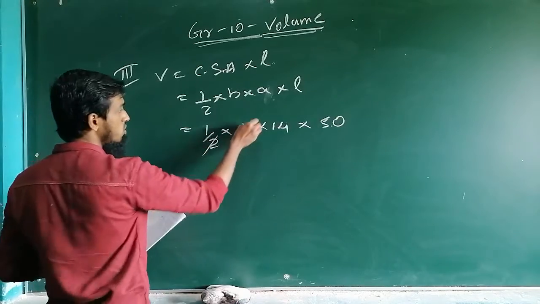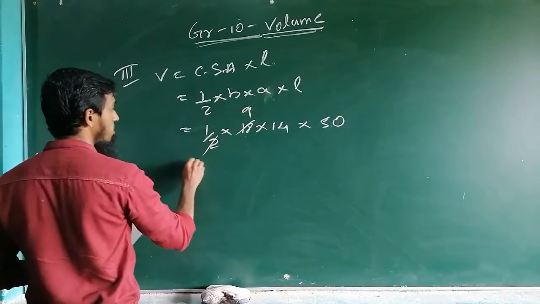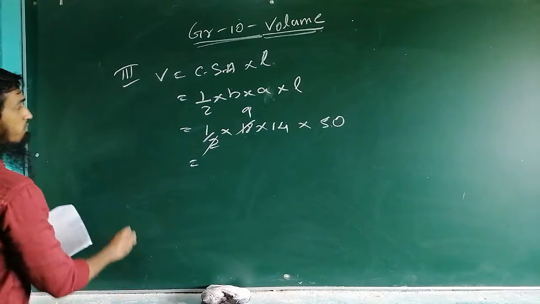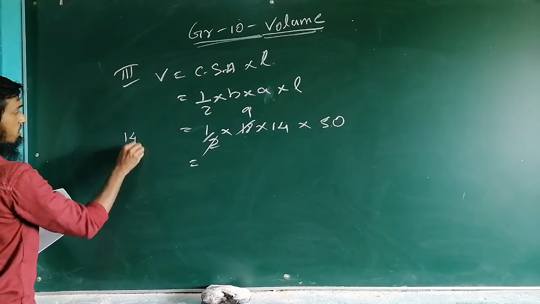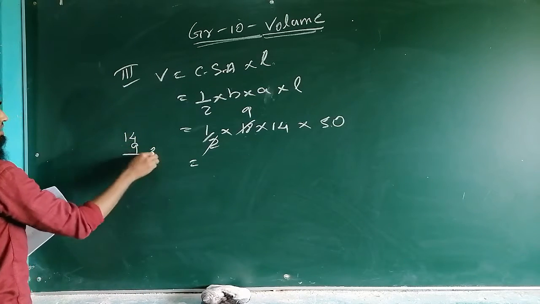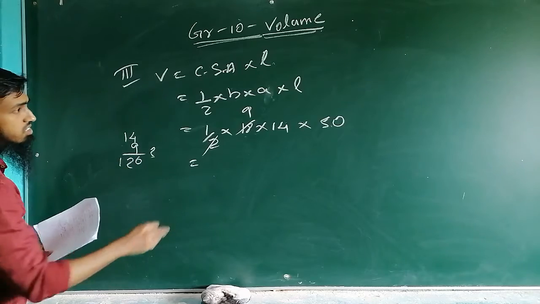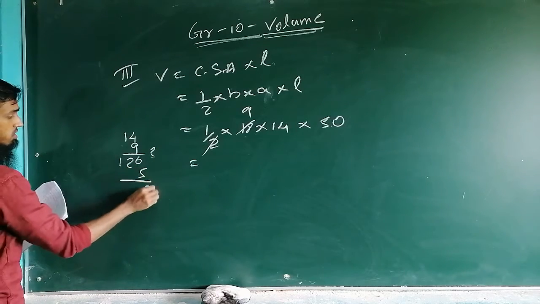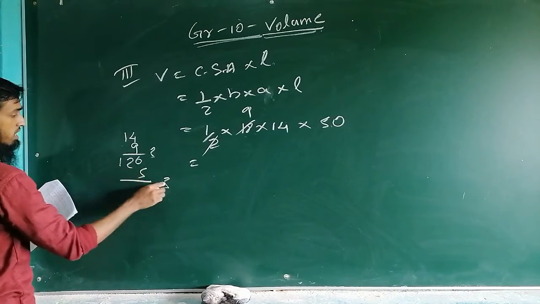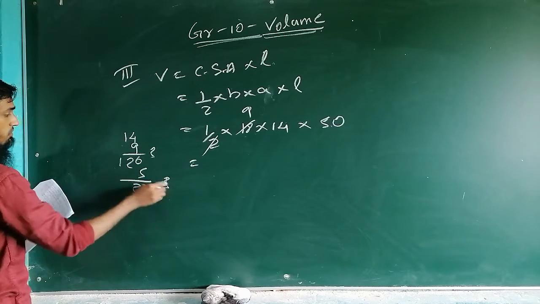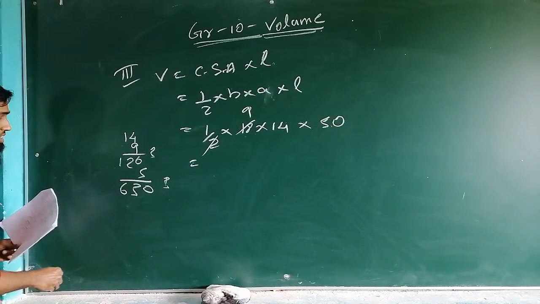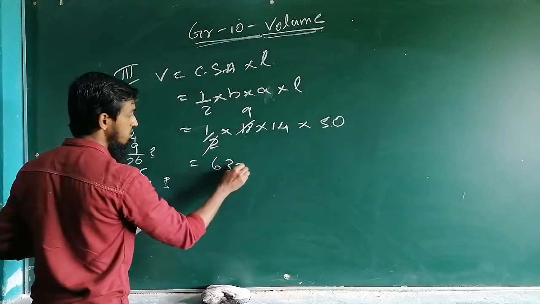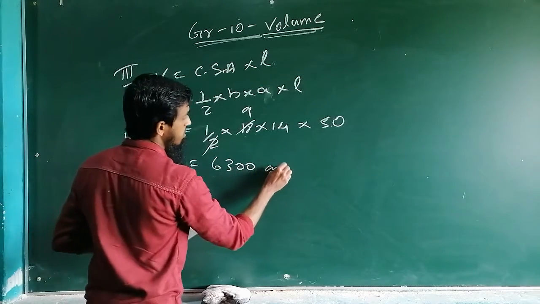If you divide 2 and 18, we get 9. So 9 into 14 is 126. 126 into 50 gives 6300. So the volume is 6300 centimeter cube.